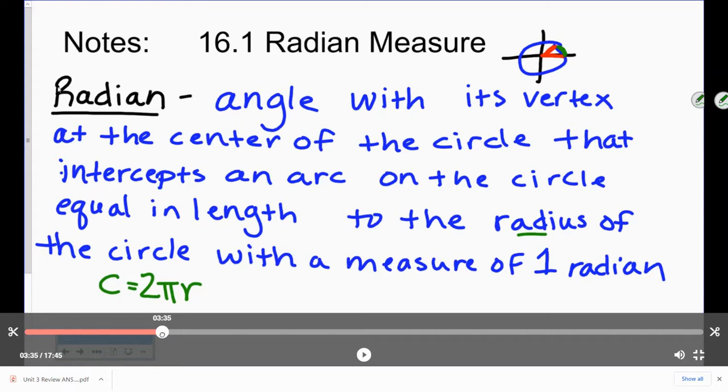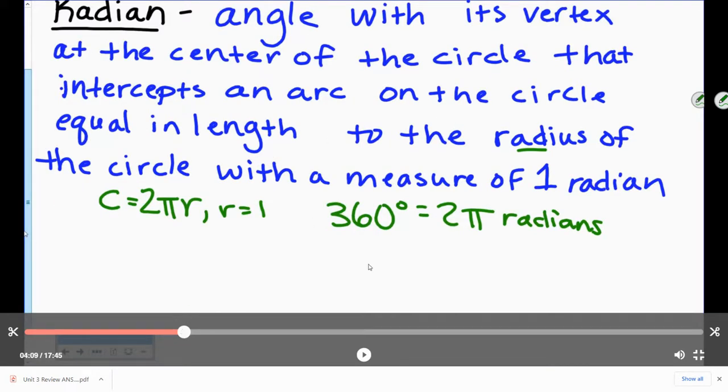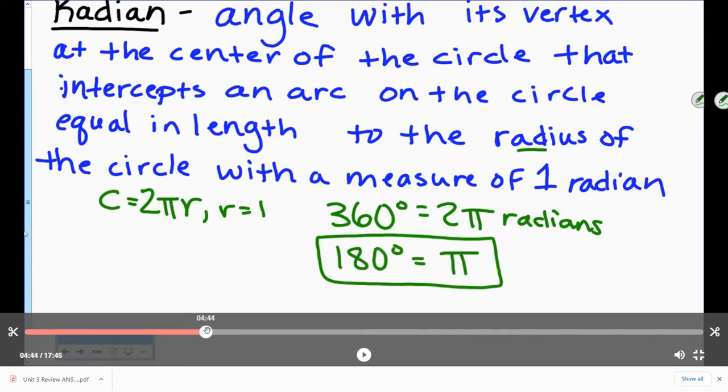If you remember back to what the circumference of a circle is, 2 pi r for the formula. And since our definition said the radius of the circle is 1, our radius would be 1. So that means our circle going around our coordinate plane, that's 360 degrees, could also represent 2 pi radians. If I divide each of those things by 2, 180 degrees would also equal pi radians. So we're going to use that fact in the problems that we're going to be doing today.